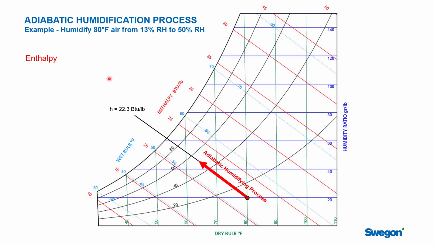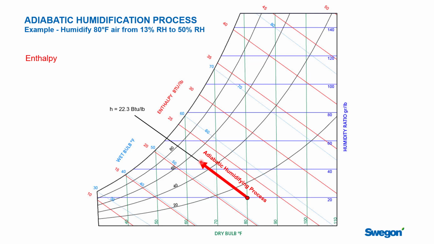Now the last thing we'll look at is enthalpy. This is the internal energy of the air, and the reason this is an adiabatic process is we're not changing the energy. Well, we're leaving it the same, but we converted the form in which it is. We started with air that was hot, 80 degrees, but relatively dry, only 13% RH or 20 grains. And then we used that heat, the sensible heat that was in the air, to boil water. And that had the effect of cooling the air down to about 65 degrees, right?